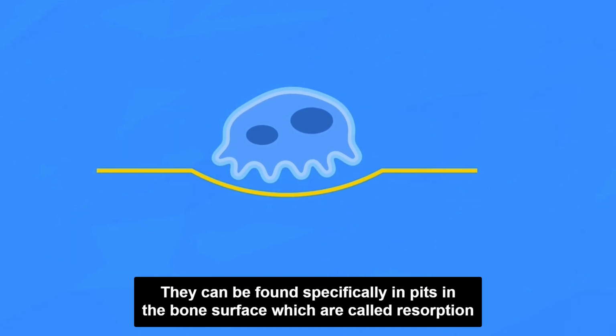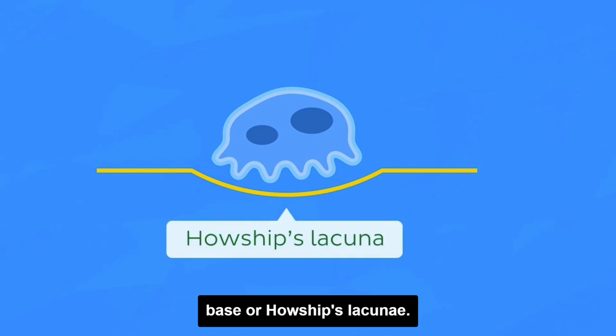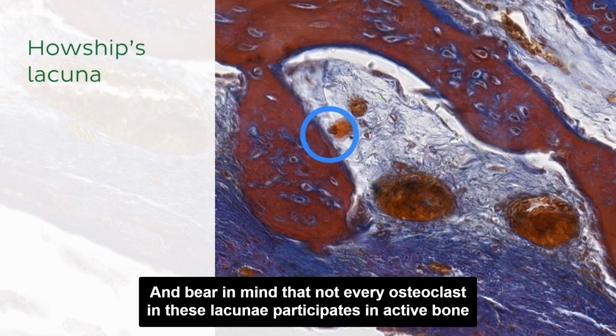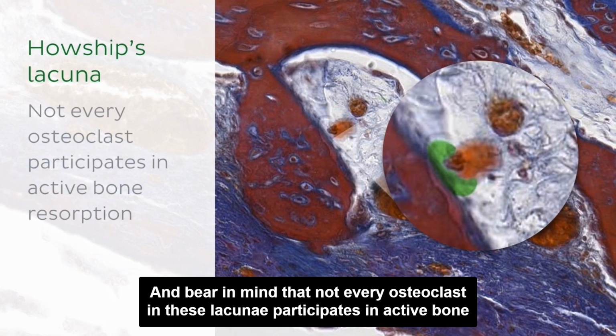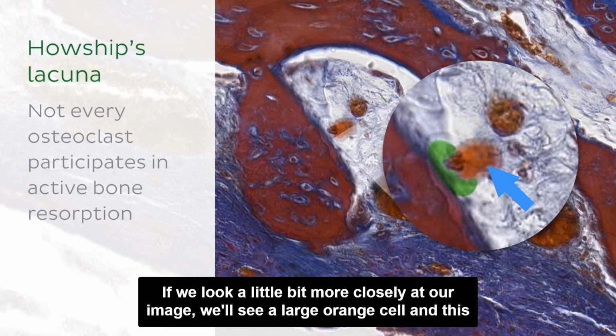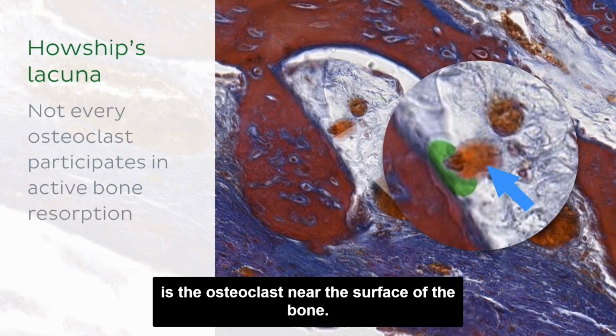They can be found specifically in pits in the bone surface, which are called resorption bays, or Howship's lacunae. And bear in mind that not every osteoclast in these lacunae participates in active bone resorption. If we look a little bit more closely at our image, we'll see a large orange cell, and this is the osteoclast near the surface of the bone.